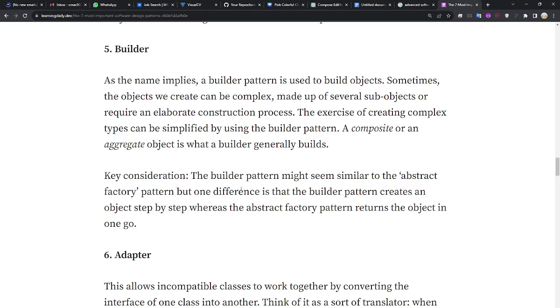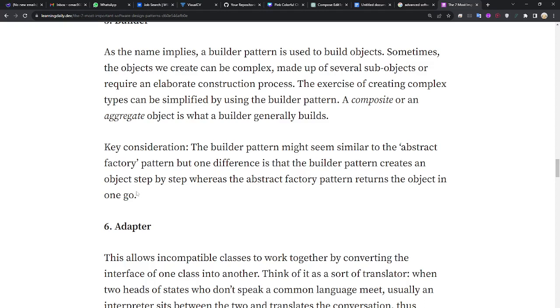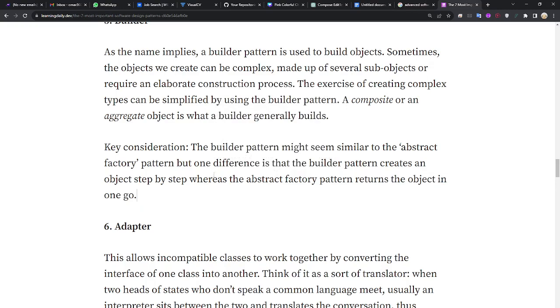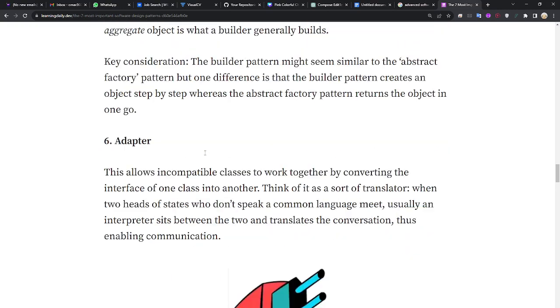Key consideration: a builder pattern might seem similar to the abstract factory, ممكن يبقى مشابه للabstract factory pattern. But one difference, في اختلاف, is that the builder pattern creates an object step by step, بيكريت الobject خطوة بخطوة, whereas the abstract factory pattern returns the object in one go. يعني بيرجع الاوبجكت دفعة واحدة. ده الفرق ما بينهم هما الاثنين.